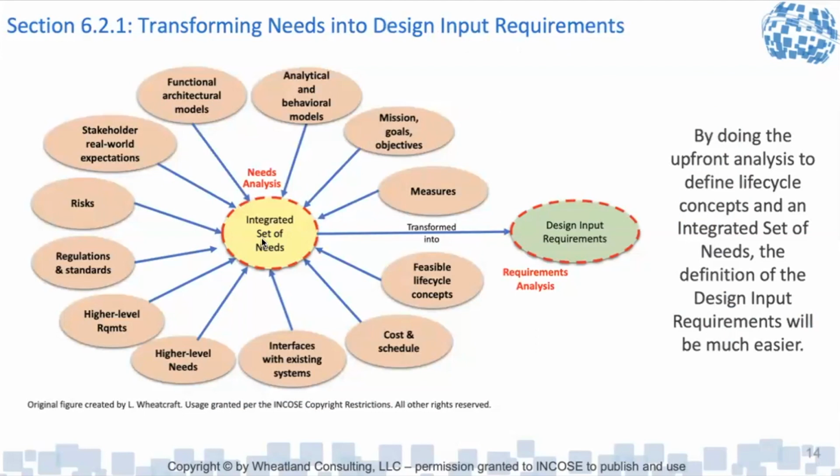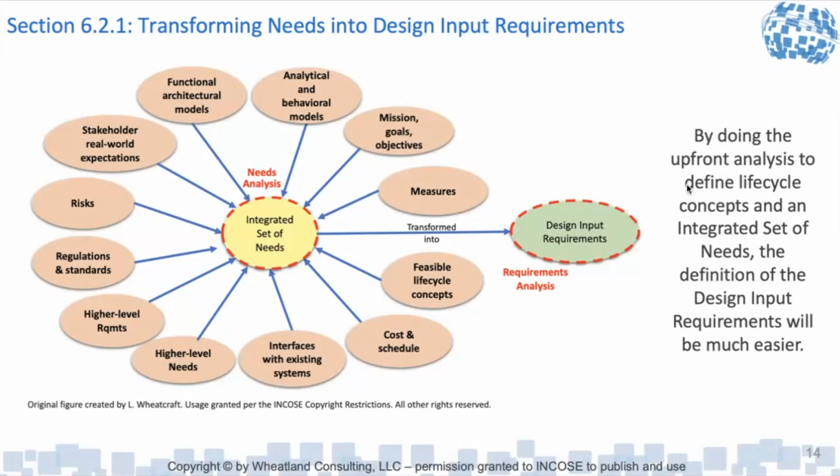So the integrated set of needs come from a whole lot of different sources. And the integrated set of needs is not what people think of as stakeholder needs and requirements. The integrated set of needs is a result of a whole lot of work and needs analysis. They're well formed. The guide to writing requirements really should be titled Guide to Writing Needs and Requirements, because it addresses crafting the needs and sets of needs just as much as it does requirements and sets of requirements. And the integrated set of needs are transformed into the design input requirements.